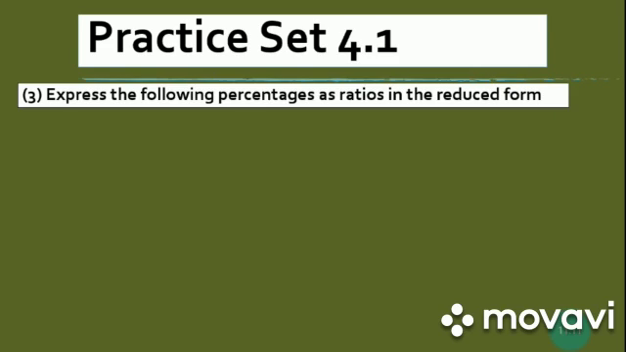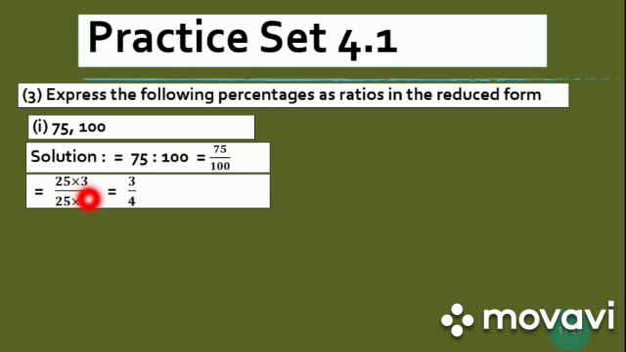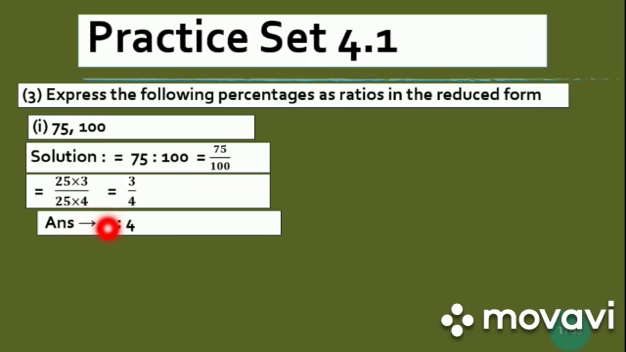Express the following percentages as ratios in the reduced form. Subdivision 1, 75%. Solution: 75 is to 100, that is 75 upon 100, that is equal to 25 into 3 upon 25 into 4, that is equal to 3 upon 4. Therefore answer is 3:4.